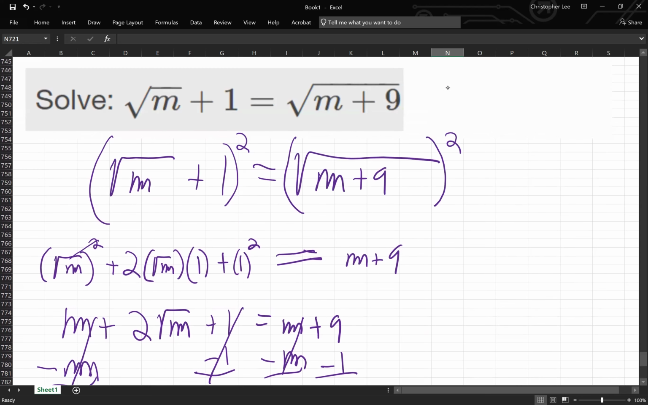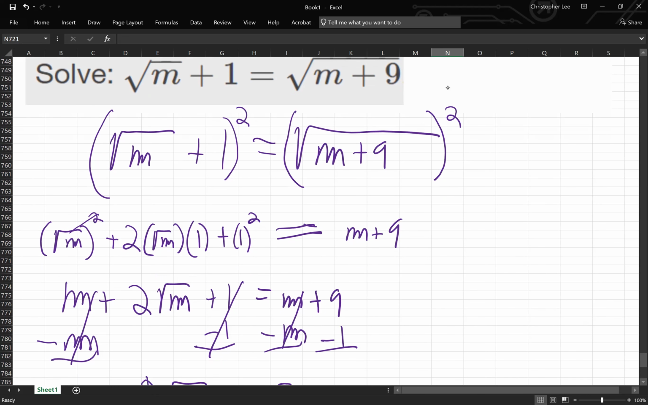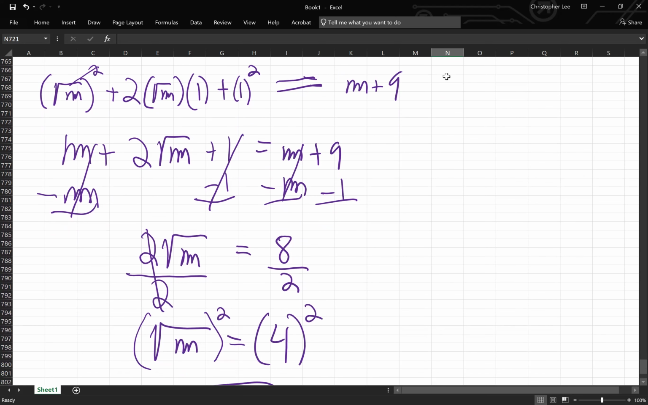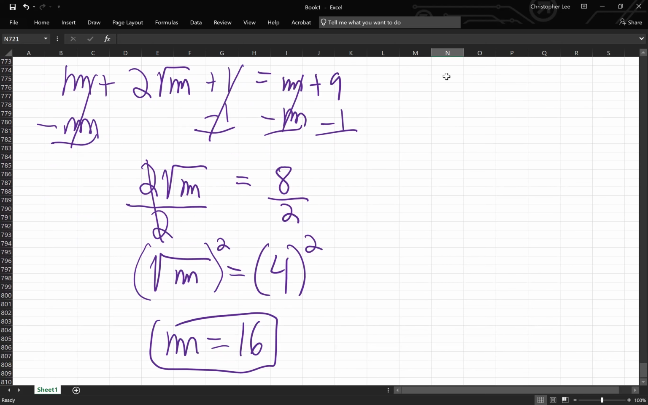So I had to do a double isolation here. I had a radical on the left and a radical on the right. I isolated the more complicated radical first, then I squared both sides to get rid of it. But after doing that, I had an answer that still had another radical in it. So I had to square it again just to get it down to the final answer. All right. Questions on it?